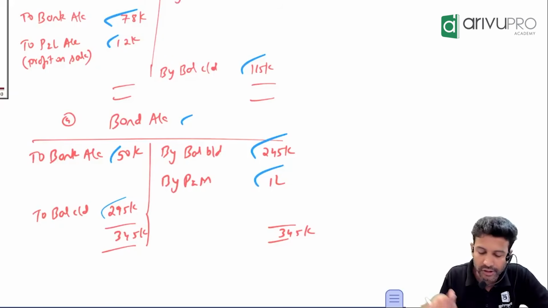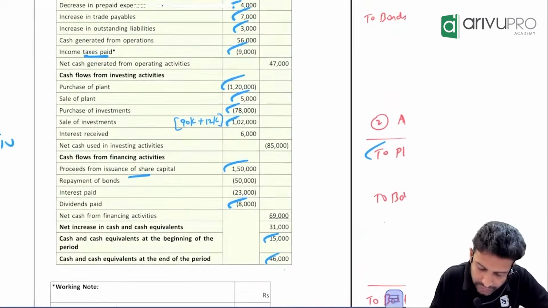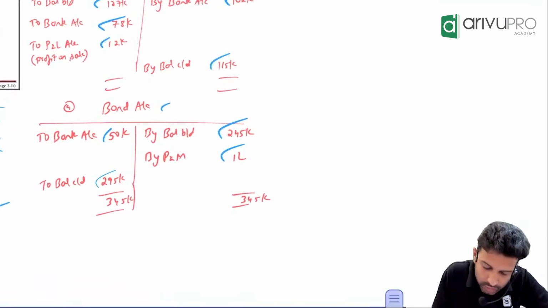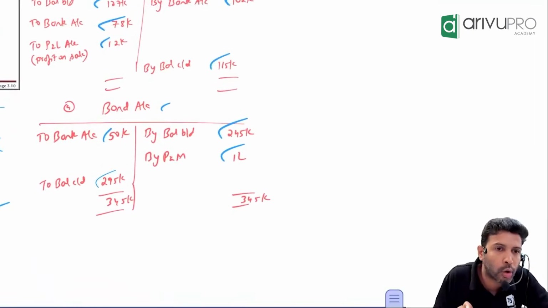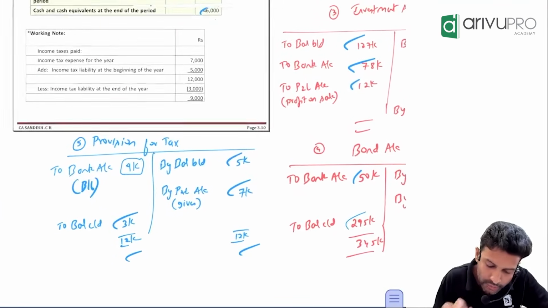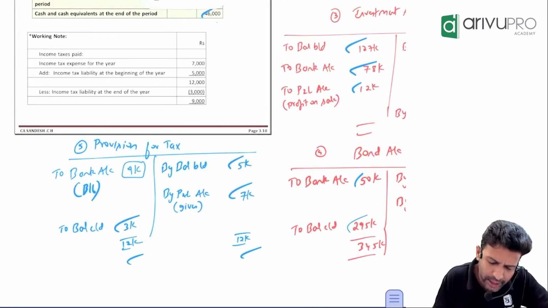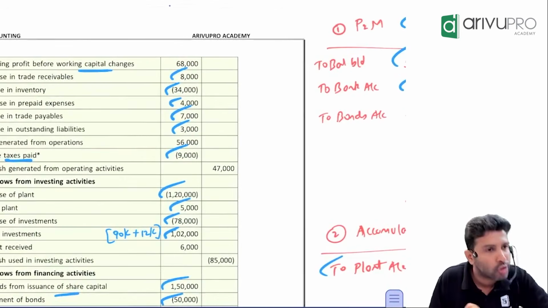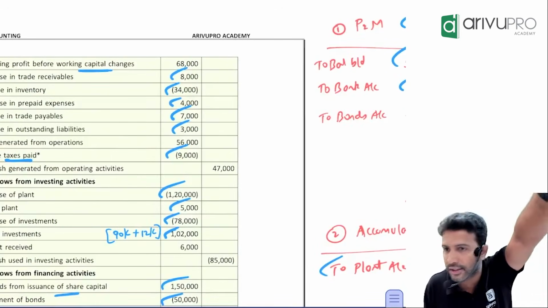Financing activity, negative 50 captured. Next, anything else from the bond account? Over. Next is provision for tax. I think for provision for tax we already captured the 9,000 tax paid. Somewhere we ticked here. So all the ledger information is done.